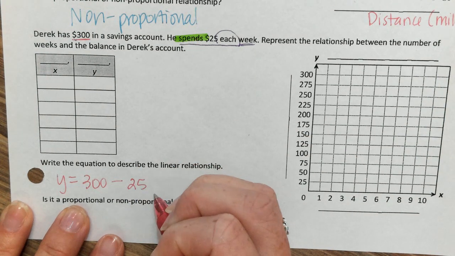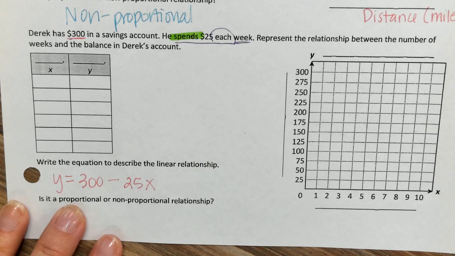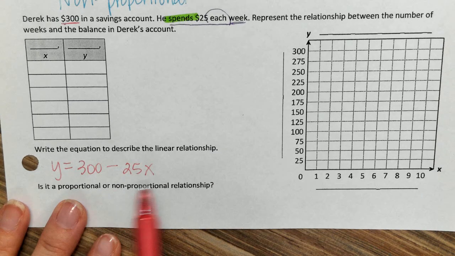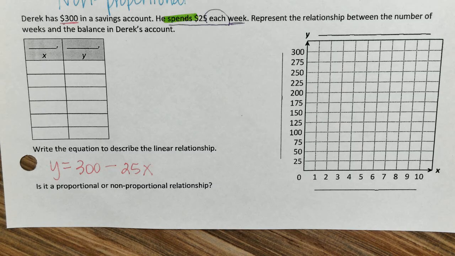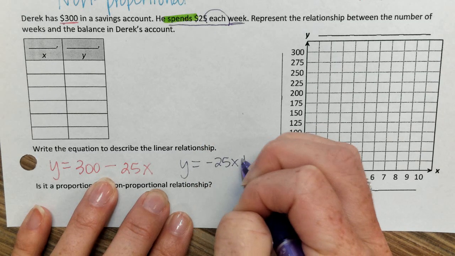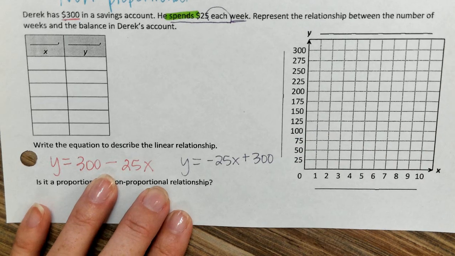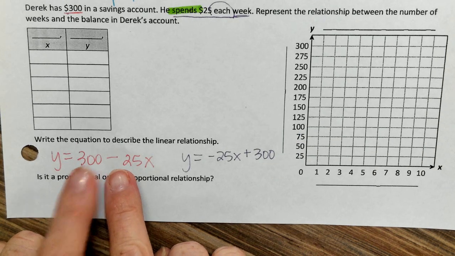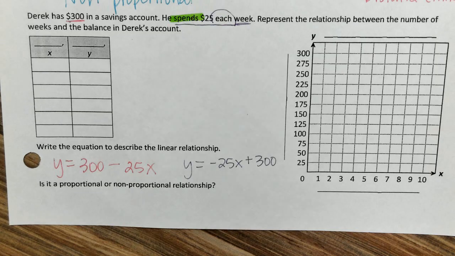$25 each week. Now, is that in proper mx plus b form? No. So if I wanted it in proper mx plus b form, I would write it like this. I just feel like this way might make more sense to you guys because I'm starting with 300 and I'm subtracting out $25 per week. Are y'all good with why we're subtracting the 25?